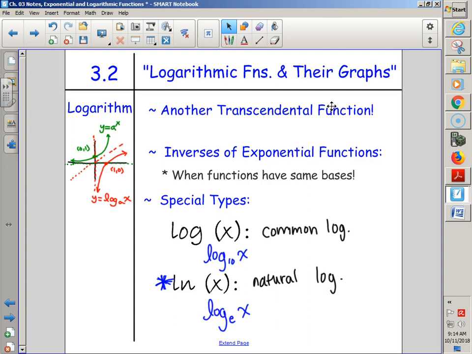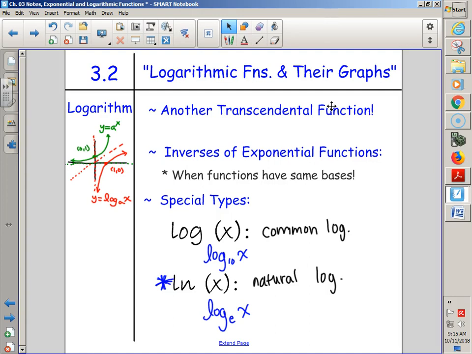I starred this guy because he's used a lot more in higher maths and sciences. Common log, common log. Do you think the 10 is common? Why would the 10 be common? Why would we call 10 common? Maybe you need to learn a bit more about logarithms to answer this question. Be pondering that. Why is 10 common as we go through today?